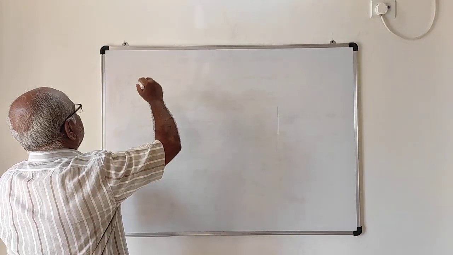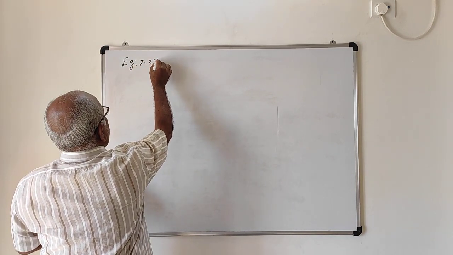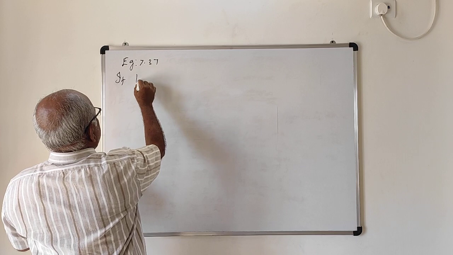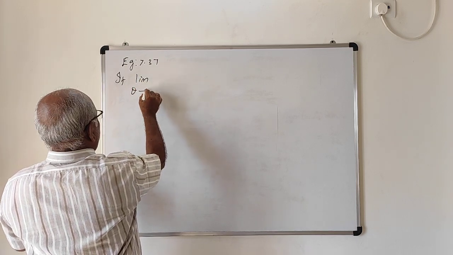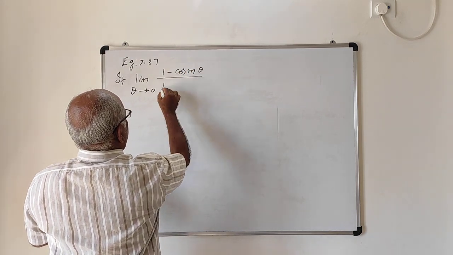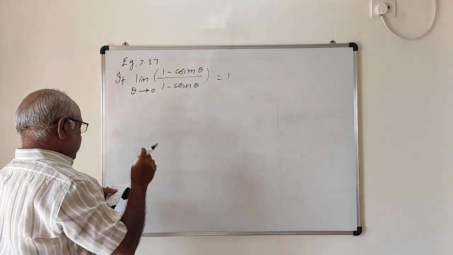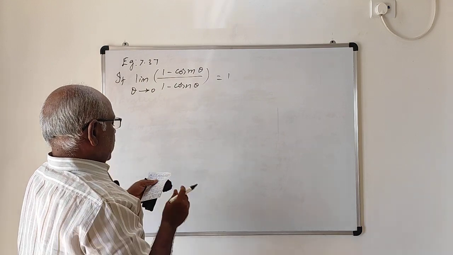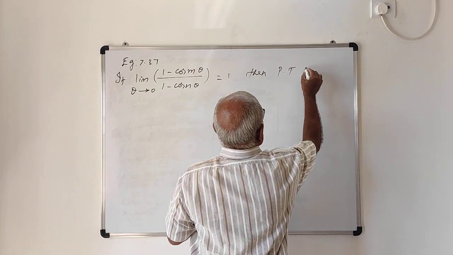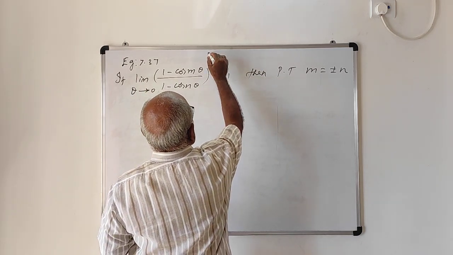Consider example number 7.37 in your textbook. If the limit as theta tends to 0 of (1 minus cos m theta) by (1 minus cos n theta) is equal to 1, then prove that m is equal to plus or minus n. You have to prove this using L'Hopital's rule.